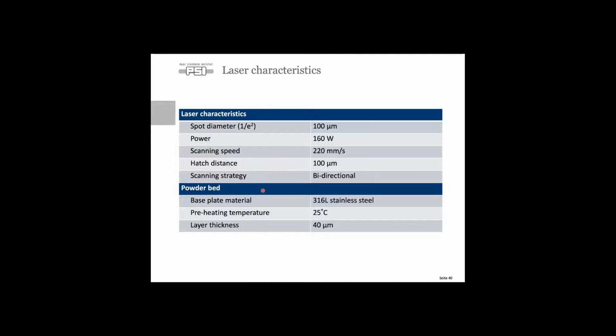The printing characteristics, so again, we work with a 100 micrometer beam. We had 160 watts power and scanning speed of 220 millimeter per second, so a bit slower, but still relatively fast. And again, we work in bidirectional scanning strategies. The base plate is 316L, but before we actually do the experiment, we first build quite a bit of material. And so this material is not so relevant. There's no preheating, and layer thickness was 40 micrometer.